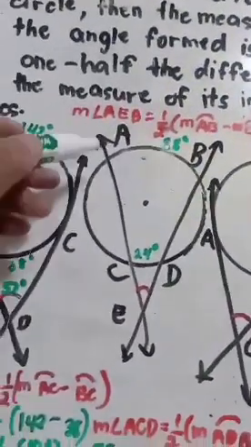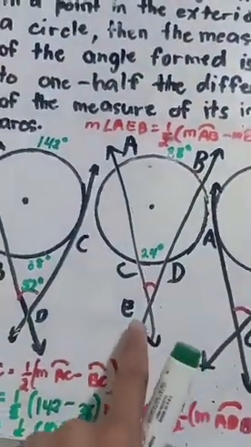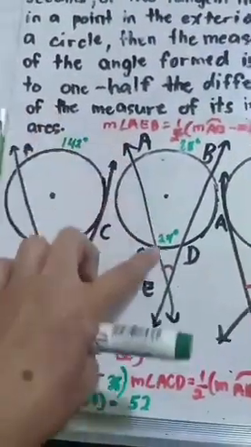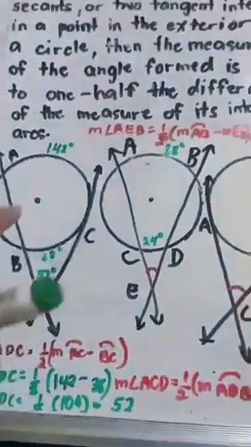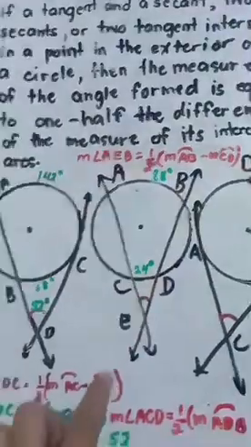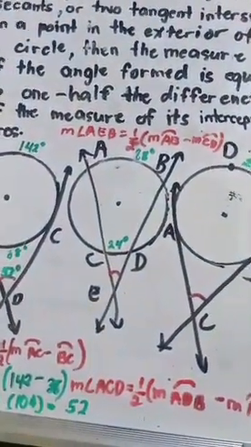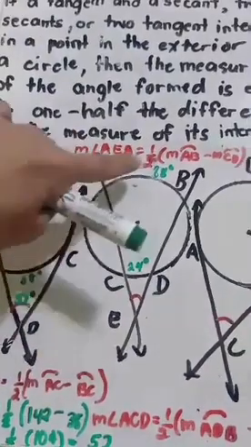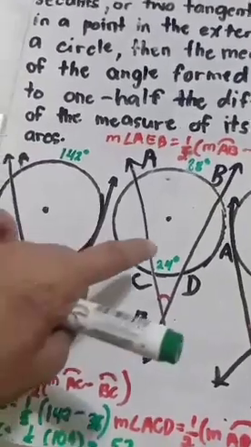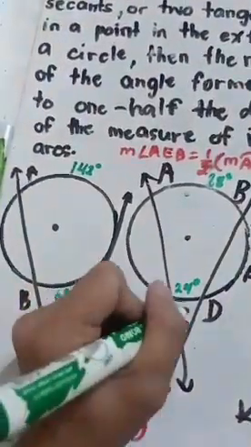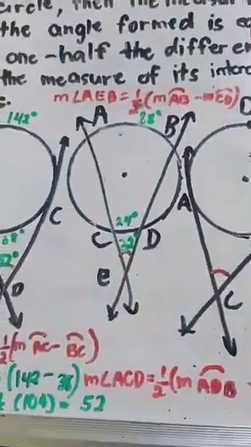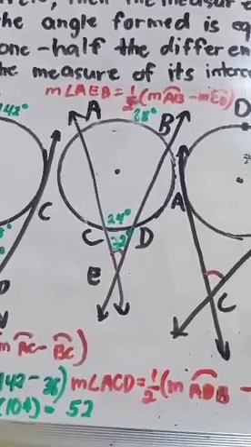Two secants intersecting outside the circle. The measure of the angle formed, that's angle AEB, is half the measure of arc AB minus arc CD. Okay, so, the process again. We subtract: 88 minus 24, that's 64. Then, we divide by 2. So, 64 divided by 2 gives us 32 degrees. So, the measure of the angle formed is 32 degrees.